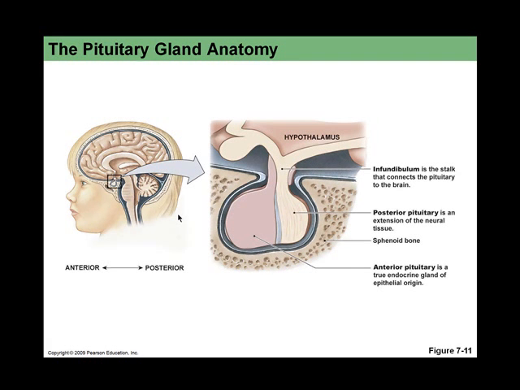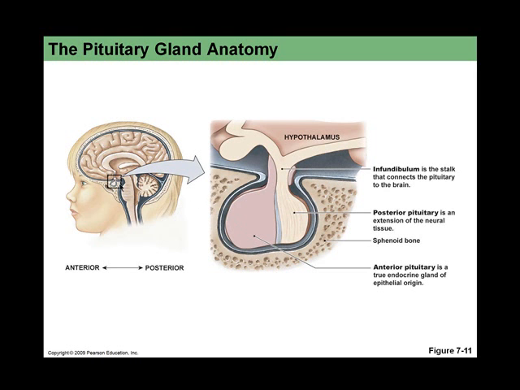So here we see a midline view of a young individual's head, and we can see the sphenoid bone here with the pituitary fossa in the sella turcica of the sphenoid bone, the Turkish saddle that it sits in. So this is the pituitary gland. Toward the nose is anterior. Toward the back of the head, where the cerebellum is, is posterior.